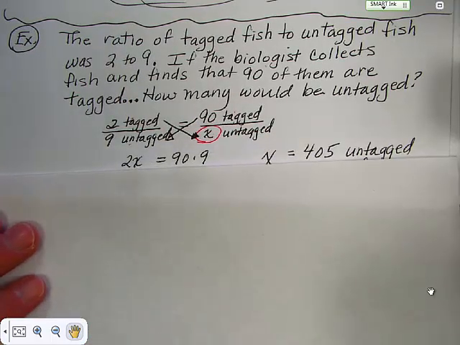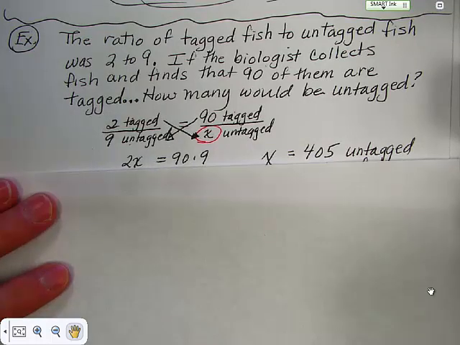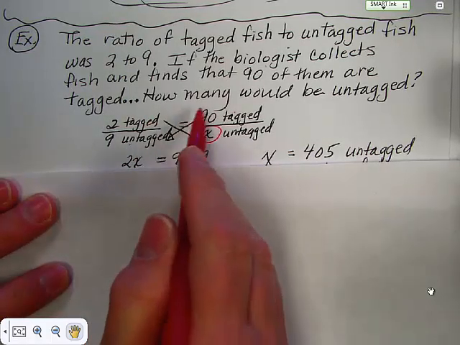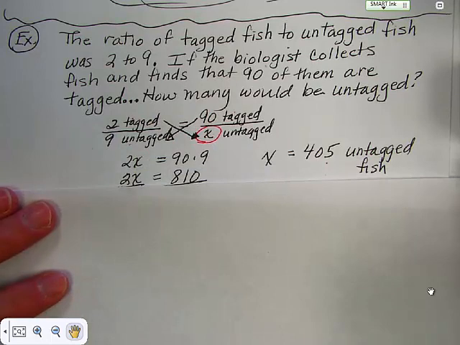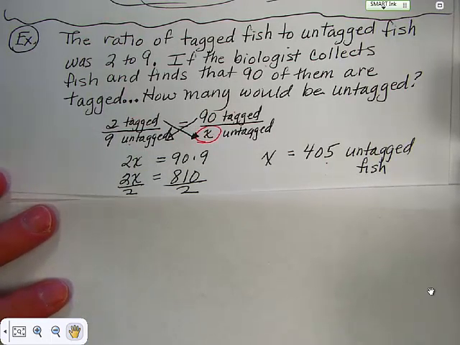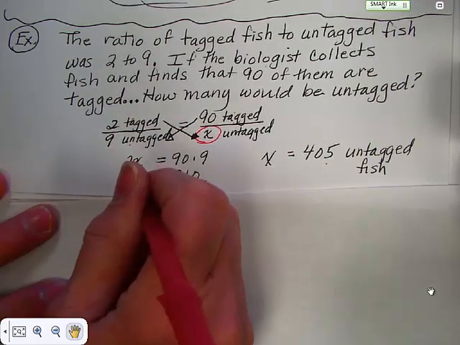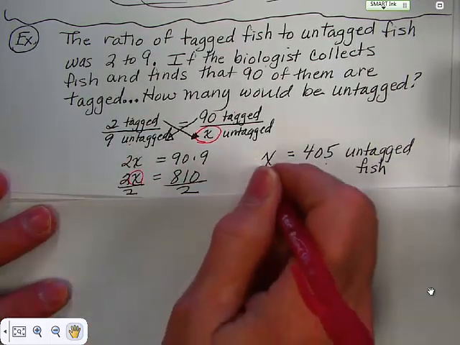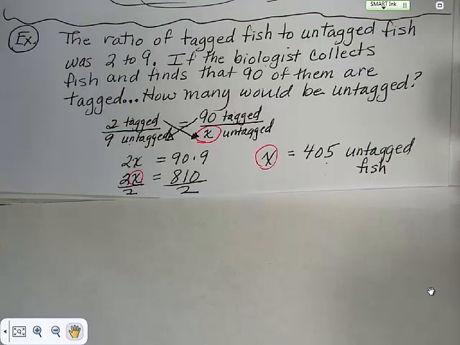Cross multiply, 2x equals 90 times 9. 2 times x equals 810. Divide both sides by 2 because you want to get x by itself. And you find that x is equal to 405 untagged fish.